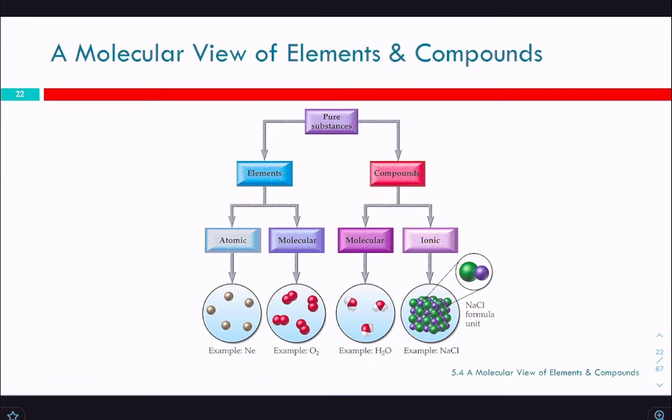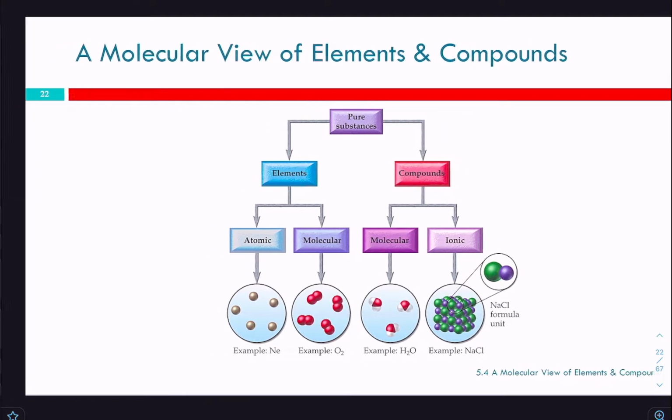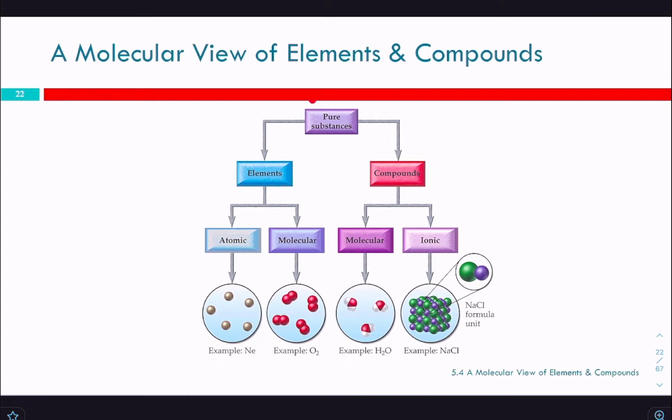This is not the flowchart that I was talking about for the lists, but this sort of elaborates on what I was talking about earlier. So we talked about pure substances. We talked about elements, right, being made from a single type of atom from the periodic table. We talked about compounds being made up of multiple atoms in a specific proportion.